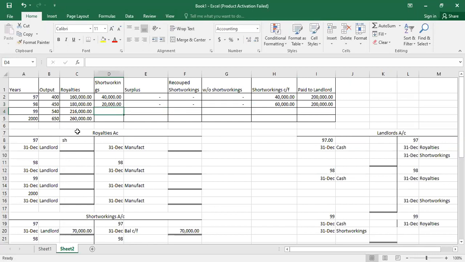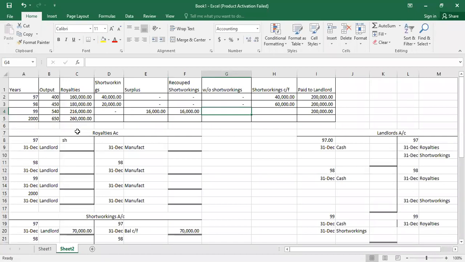We go to the third year. Our minimum rent is still 200,000. We go to 216. Do you have a short working? No. Do you have a surplus? Yes, you have a surplus of 16,000. So the recouped short working will be the 16,000. Yes, so we are fully absorbing it. So written off short workings, no, we don't have. Read the question.